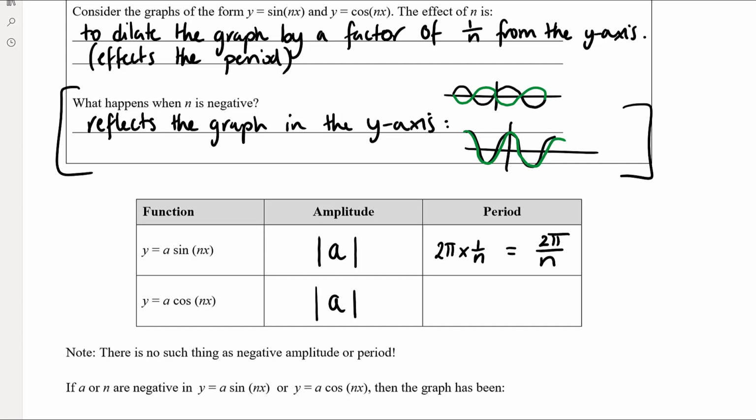And that's the same for the cos curve as well. Okay. Again, if n is negative, that's not going to affect the period. The period is always a positive value, so technically absolute value of n. I'm not worried if you don't want to draw those vertical lines in. It's notation beyond the scope of this course, but I want to be clear about the fact there's no such thing as negative amplitude or period. If a or n are negative, that doesn't apply to how you think about amplitude or period. That's how you think about reflections.